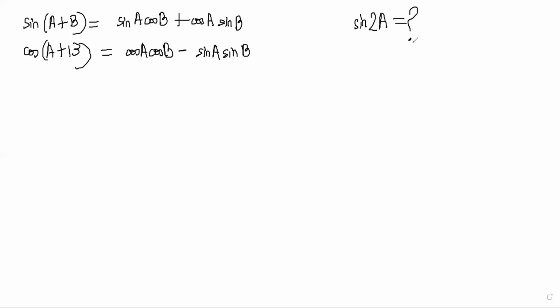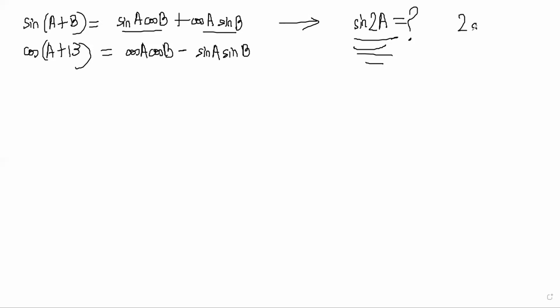What is that? Can you find a formula for this? Using this, can you do that? Think about what you can do here to make this. So you can use b as a plus a. Just b is equal to a. If it happens, it will become sine of 2a, right? Yes, sir.